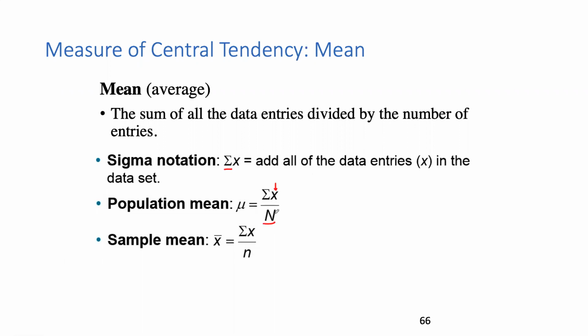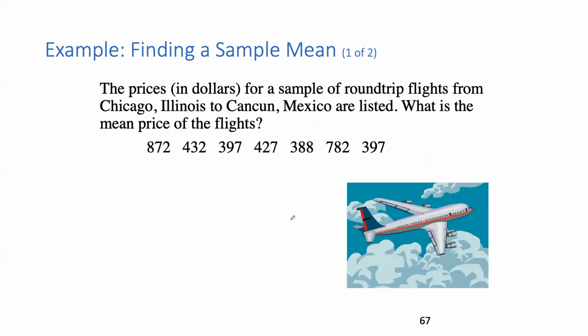In a certain sense, if you want to really understand what is happening here, we are weighting each entry in the data set by the same amount. So we are coming up with an aggregate measure for a typical value in the data set by giving equal weightage to every single entry in the data set. Here's an example and you'll see what I mean. Suppose you collect a sample of round trip flights from Chicago to Cancun, and these are the prices. So there's a wide variation in the prices.